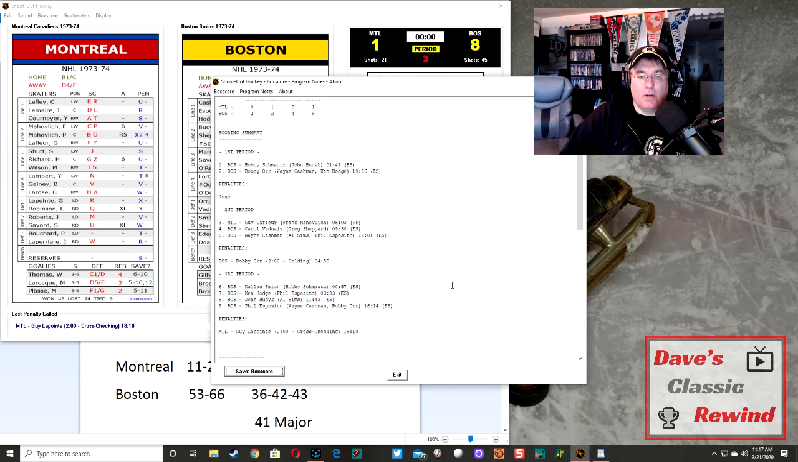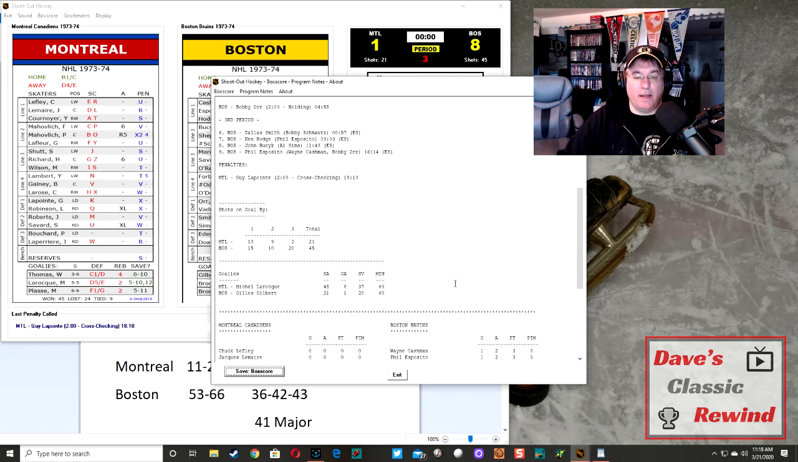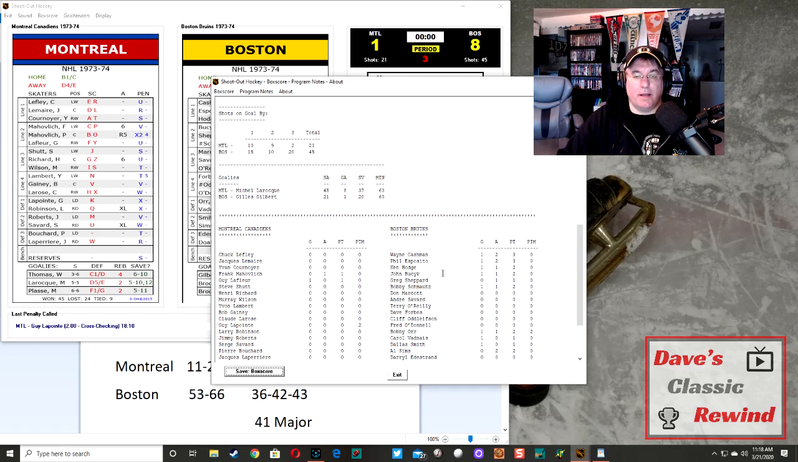So Cashman, a goal and 2 assists would be number 1 star. Esposito had a goal and 2 assists, so he could be number 2 star. And you want to give Vadnais a star? He had a goal? Yeah, we'll give Vadnais a star. That's fine. He probably played good on defense. So Cashman, Esposito, and Vadnais are the stars of the game. And it actually prints out all this stuff here.